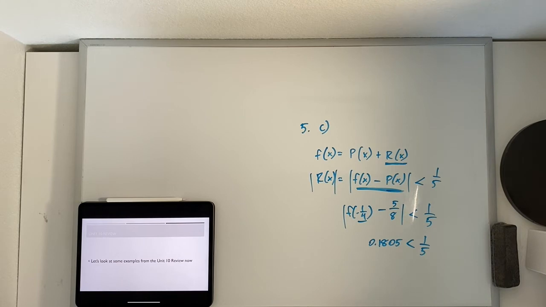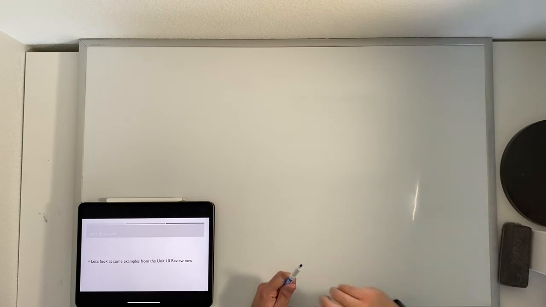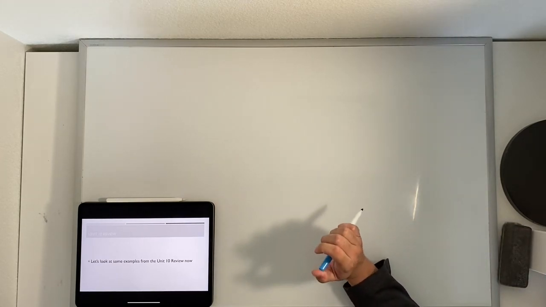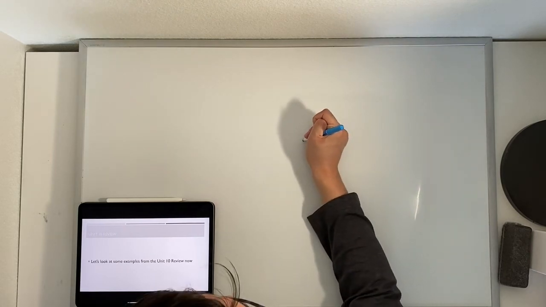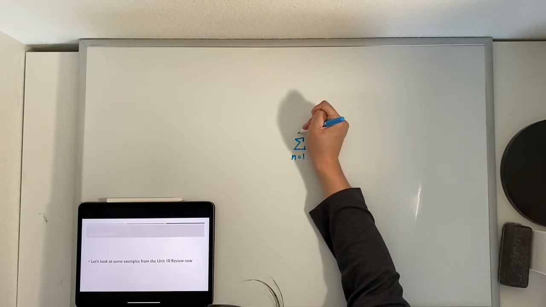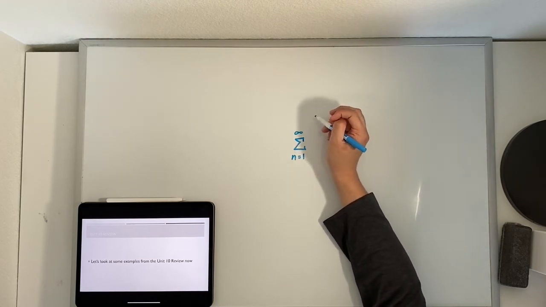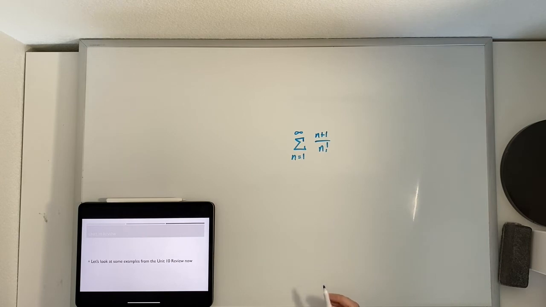Very last problem I'd like to do in this review is the very next problem after that 5C. So the second page of the Unit 10B review, Section 2, number 1, we're asked to show if the series converges or diverges, and to tell which test we used. So we have the sum from n equals 1 to infinity of n plus 1 over n factorial. All right, so nth term test doesn't really tell us if a series converges. It will only tell us if it will diverge.